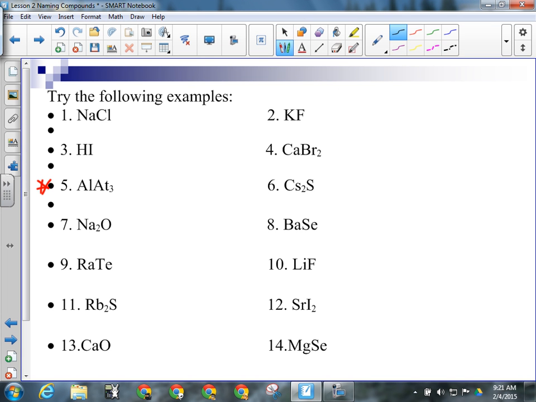So obviously we've done number 1 already. If we're naming that metal first, non-metal second, we're looking at sodium chloride. No capitals. Got to break that habit right now, guys.